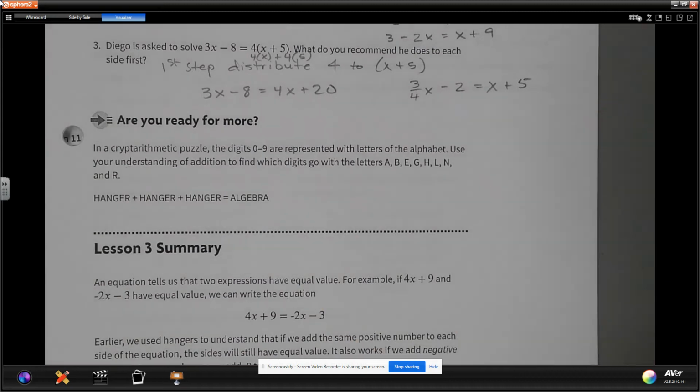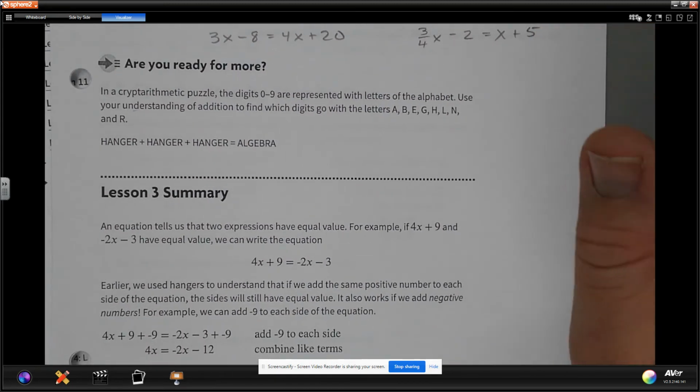This one is kind of fun. It is a good puzzle. It'll take a little bit of time. Don't do it until after your homework.